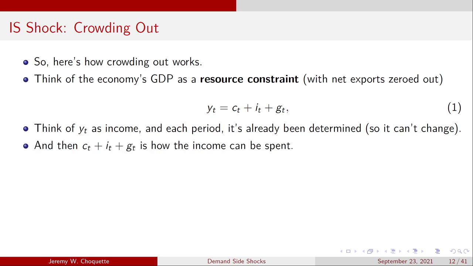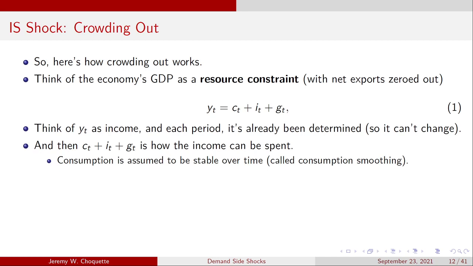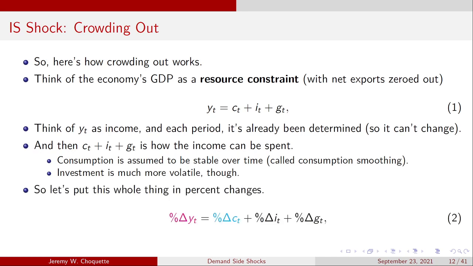So C + I + G is how income can be spent. Consumption is assumed to be stable over time. It's what's known as consumption smoothing. It's actually the most stable component of these three components on the right-hand side of the equation. Investment's a lot more volatile. So what I'm going to do to show you this is put this whole thing in percent changes. I'm going to color code stuff to make it nice and pretty for you.